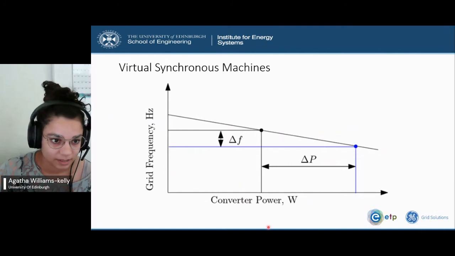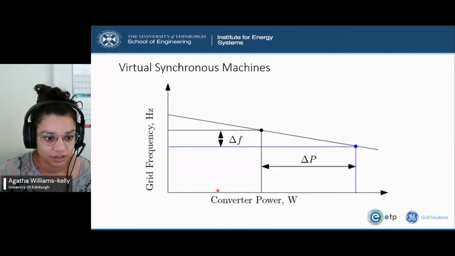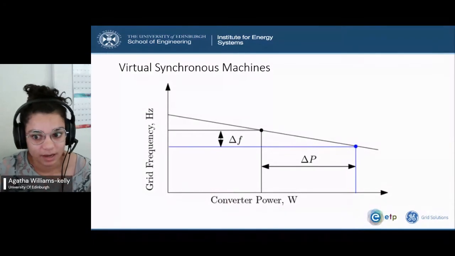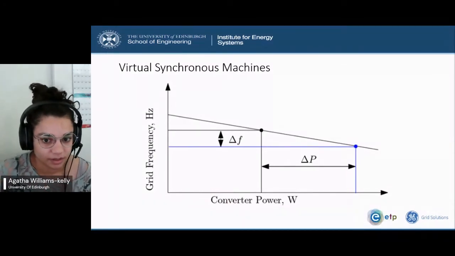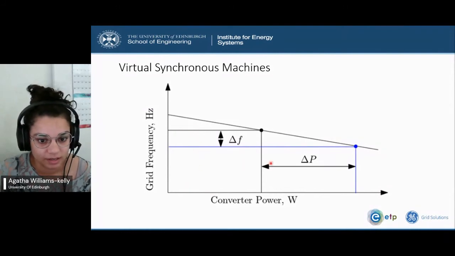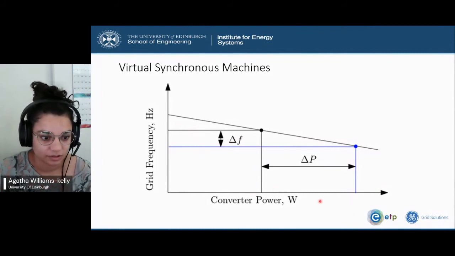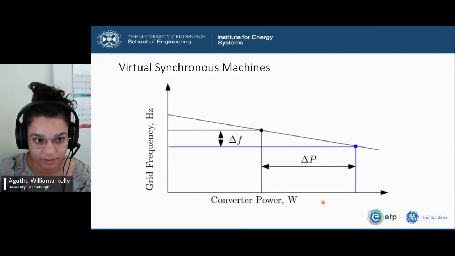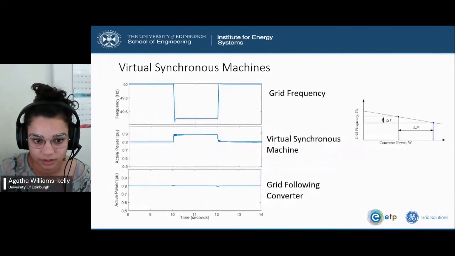The basic idea of a virtual synchronous machine is that it would mimic a synchronous machine. And the behavior that it really needs to follow for that is, if there's a change in grid frequency, then there has to be a change in the power that the converter produces. That's the basic building block of a virtual synchronous machine.